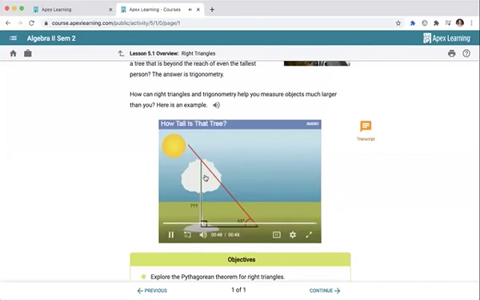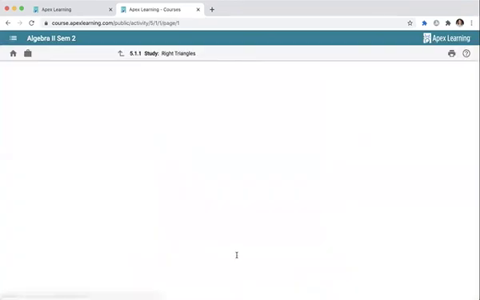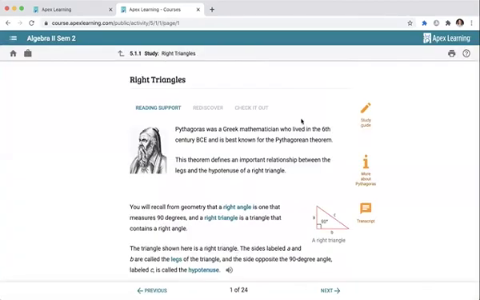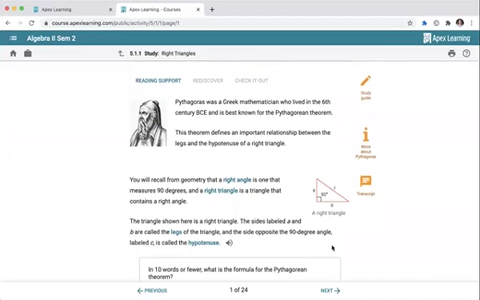Okay. And again, this is going to be important because they'll reference it later on as well. But I want to highlight a couple things as we go throughout this study. Right triangles are called that because they have a right angle, and a right angle is something that measures 90 degrees.